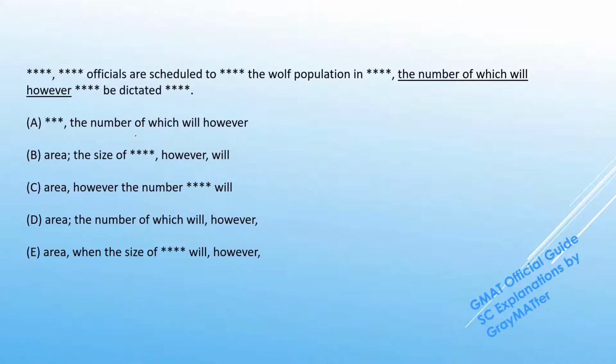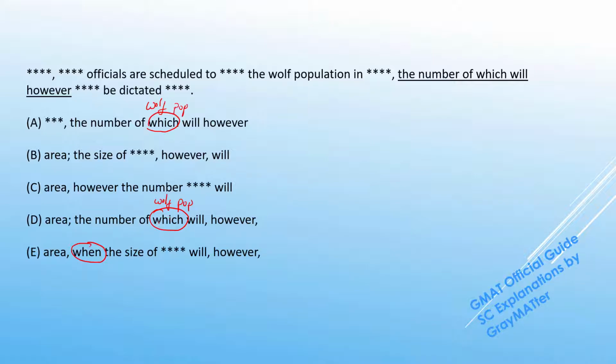The most obvious point of attack when we take a vertical scan through the answer choices for this question is the presence of the pronoun which in a couple of answer choices and when in E. So we just need to check for what these pronouns will be referring to, and we can notice that the which will refer back to the wolf population.